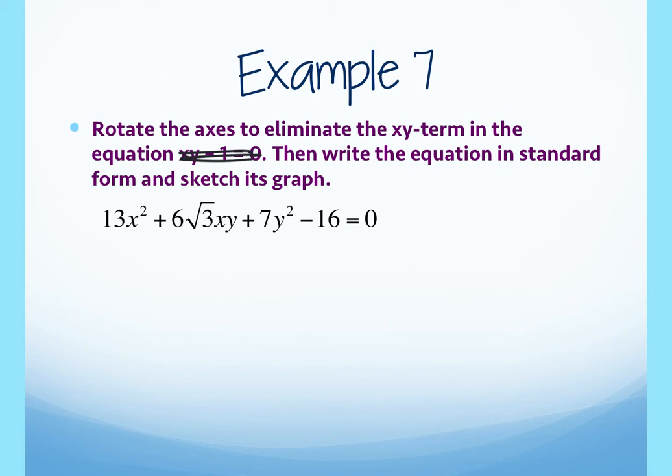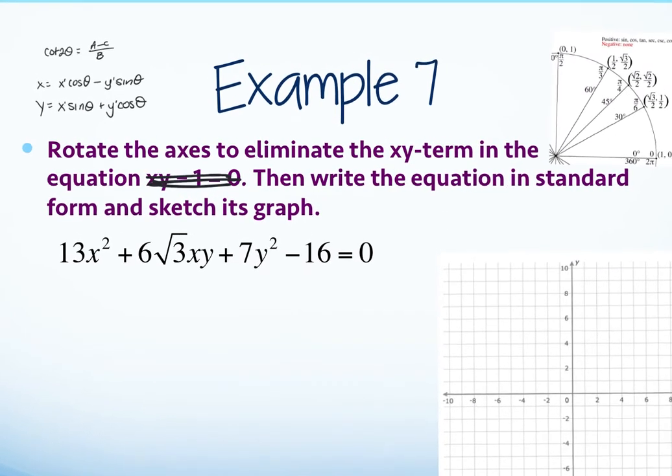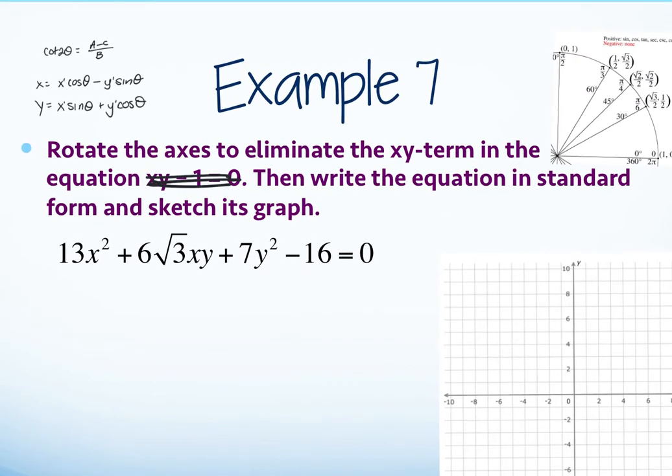They will say rotate the axis to eliminate the xy term in the equation, then write the equation in standard form and sketch its graph. And this time we've got 13x squared plus 6 root 3 xy plus 7y squared minus 16 equals 0. The stuff on the top left is going to be provided for you, not your unit circle.